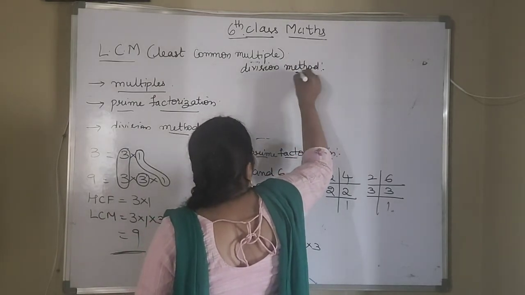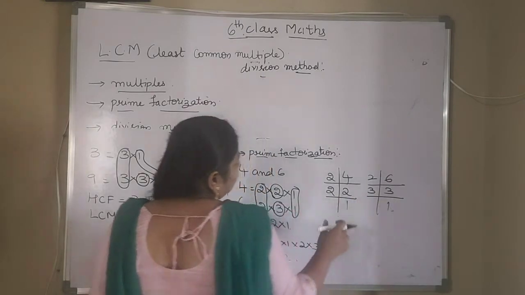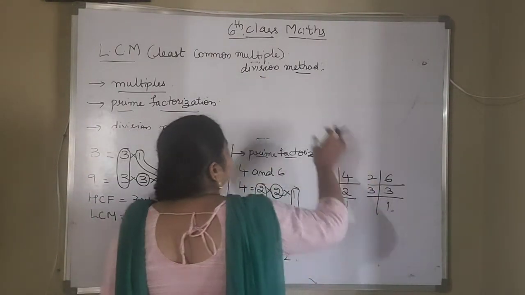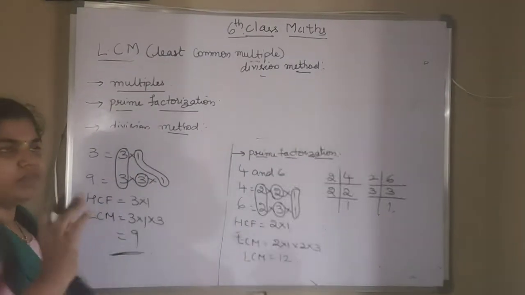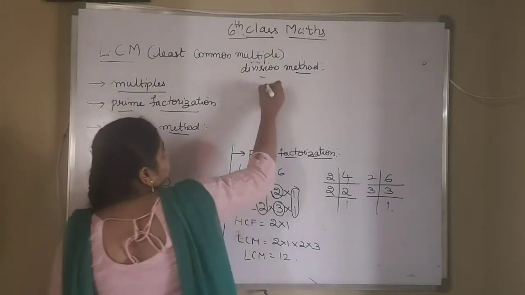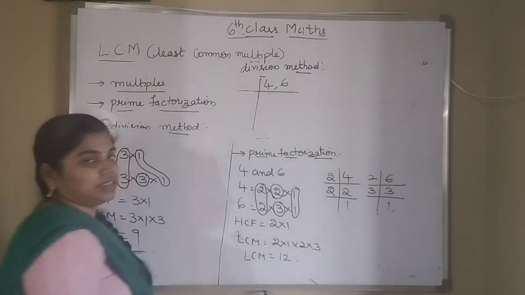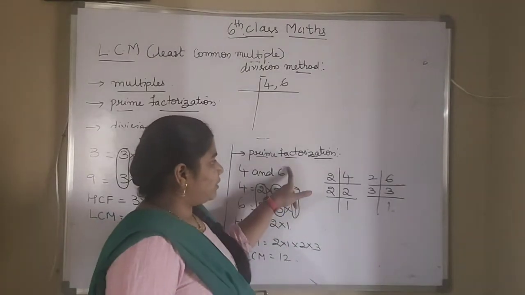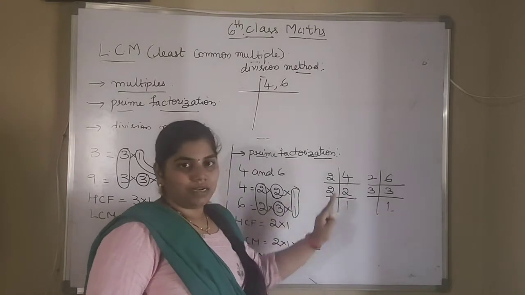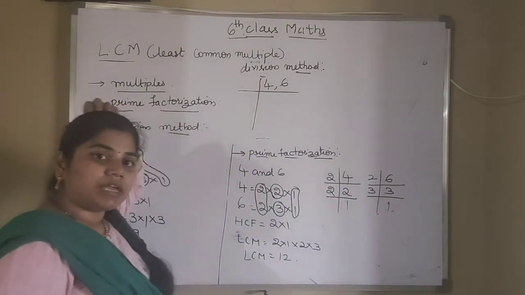In prime factorization, we will take prime factors individually. We will do this process individually. But in division method, at a time we will take. So what I am finding, I want to find the LCM of 4 and 6 here. So what is the LCM method? Division method is like this. Here in prime factorization, we will do it separately. But in division method, both the values at a time we will take.